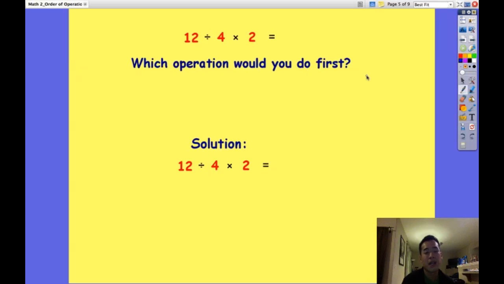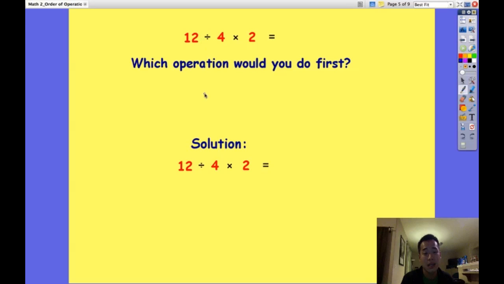Here's another example. I have 12 divided by 4 times 2. Again, the first question you ask yourself: which operation do I do first? So you go to your triangle, there's no parentheses, so I'm going to let that one go. No exponents, so I'm going to skip that one, and then it's multiplying, dividing. If you look at this expression, there is dividing and multiplying, or vice versa. So you need to decide which one you do first. Remember that multiplying and dividing are equal. You do whichever comes first.